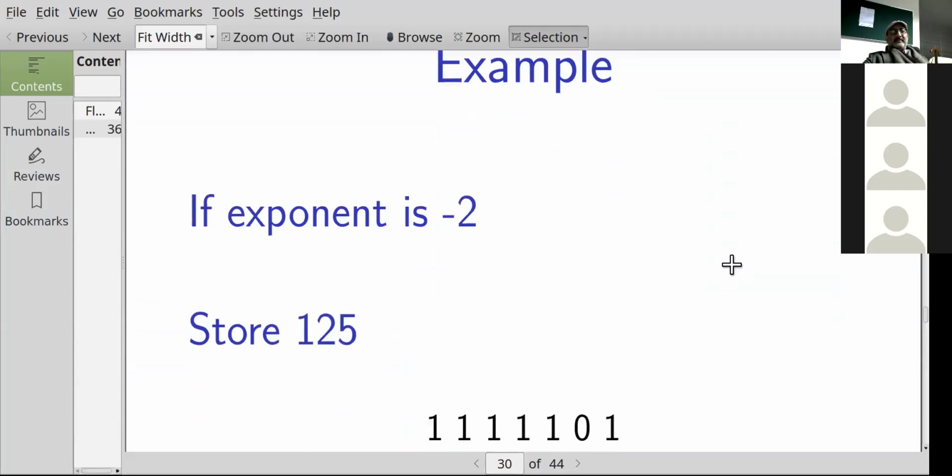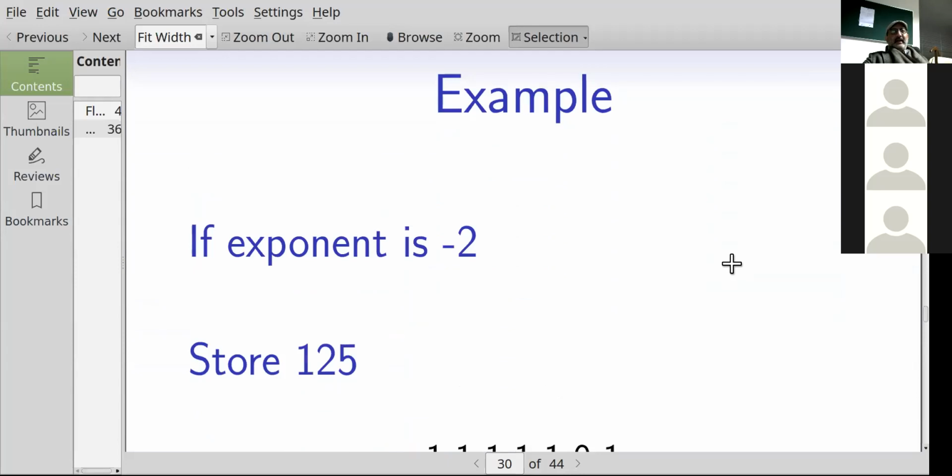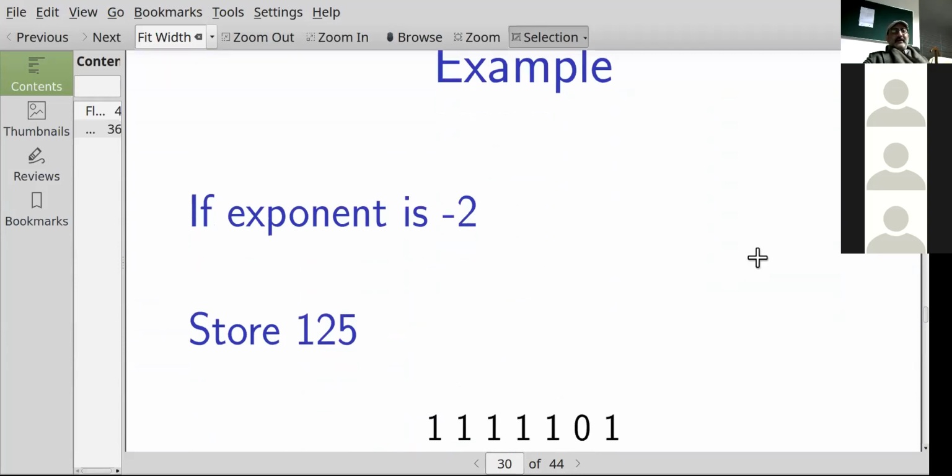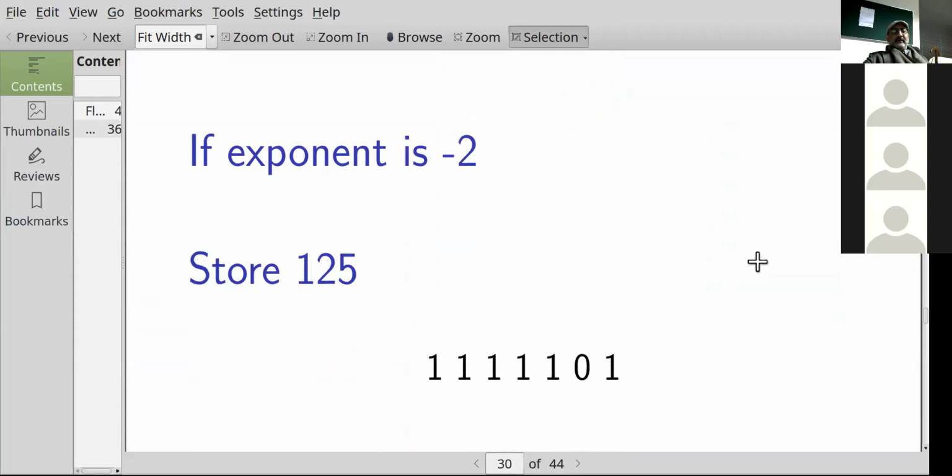If the exponent is -2, and there's a bias of 127, add 2 to that, you'd get 125. And then when you have 125, well, storing 125 in binary is done this way.